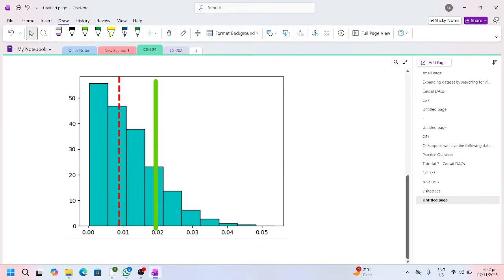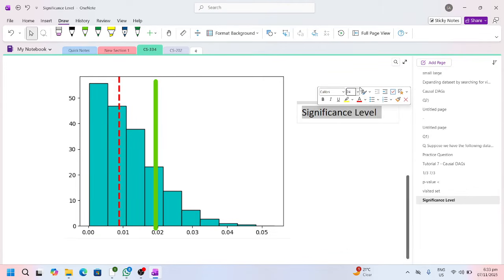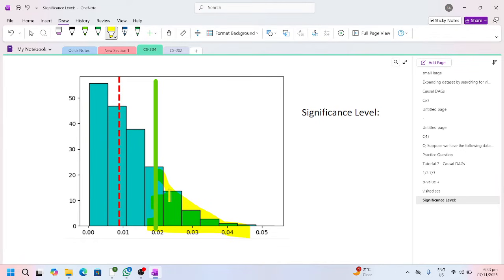So alpha is fairly simple. Alpha is your predetermined threshold against your value. Yeah, this is your significance level. Significance level. इसका font size increase कर लेते हैं. So your significance value is, I will highlight this particular region.